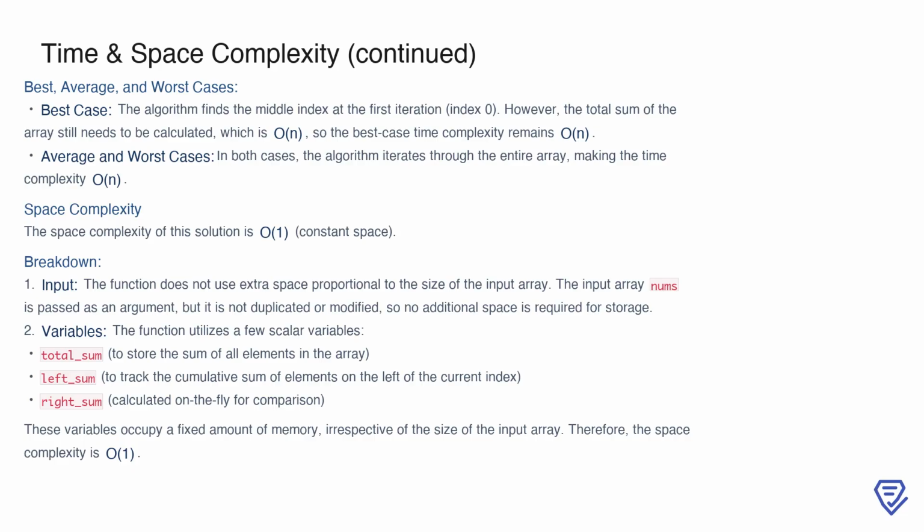Moving on to space complexity, the solution is highly efficient, with a space complexity of O(1). This is because the algorithm does not require any additional data structures or space proportional to the size of the input array. Instead, it uses a few scalar variables, total_sum, left_sum, and right_sum, all of which occupy a fixed amount of memory regardless of the input size. Thus, the space complexity remains constant, O(1).